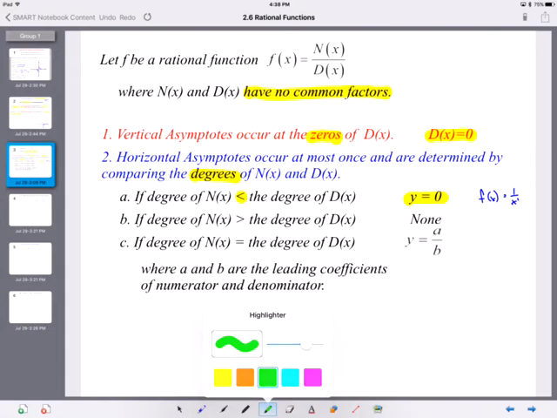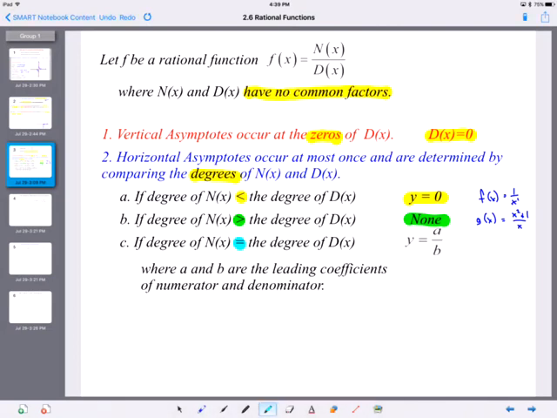If the degree of the numerator is greater than the degree of the denominator, then we have no horizontal asymptote. So we don't have to have a horizontal asymptote with rational functions. So once again, this could be an example of x squared plus 1 over x, where the degree on top is larger than the degree on bottom. And then the third one is when they're equivalent.